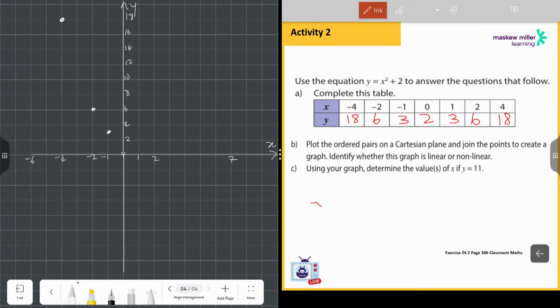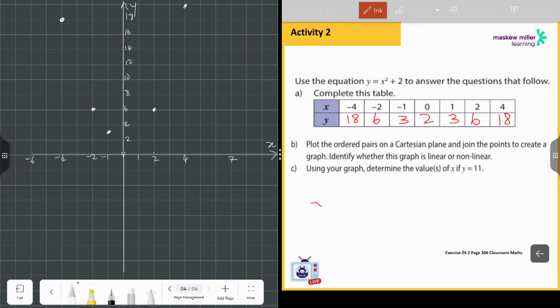I'm just going to take my last 2. So where x is 2, look here, x is 2 over here. What is y at that point? Y is 6 at that point. So I go up to 6. All right. What is x here? X is 4. So (4, 18) is here. And what is y at that point? Y is 18 at that point. It is here.